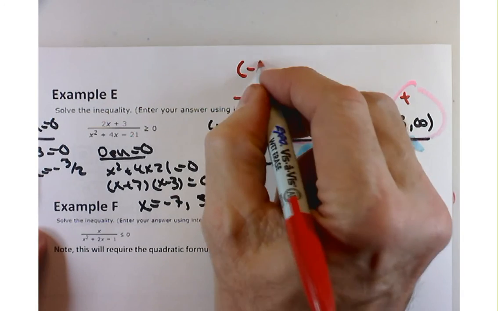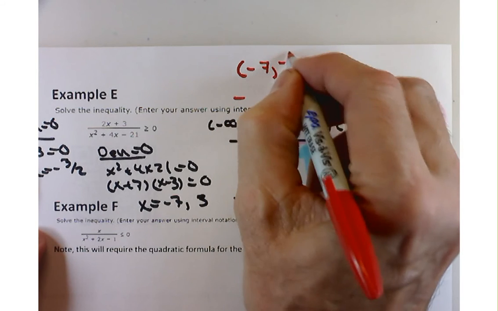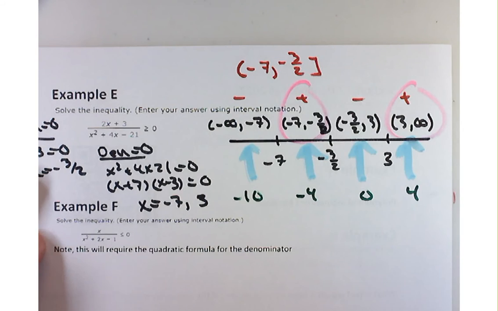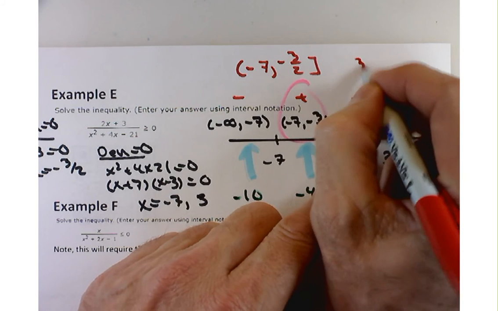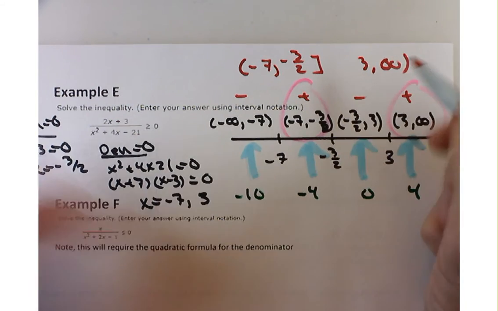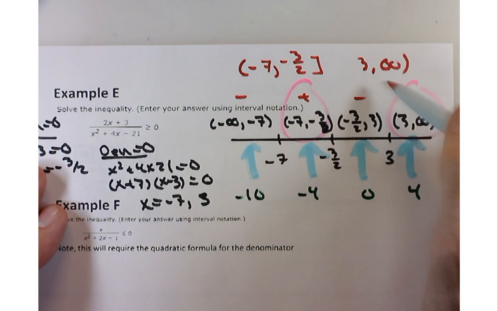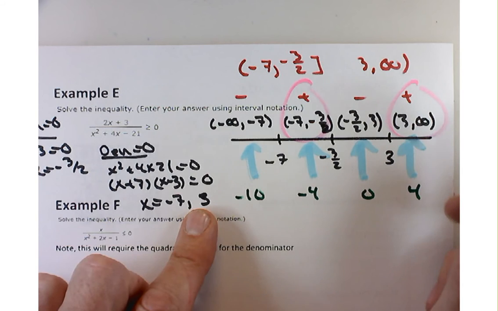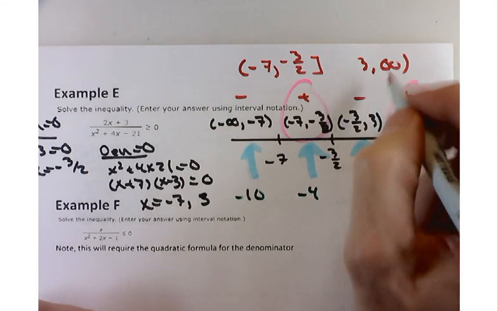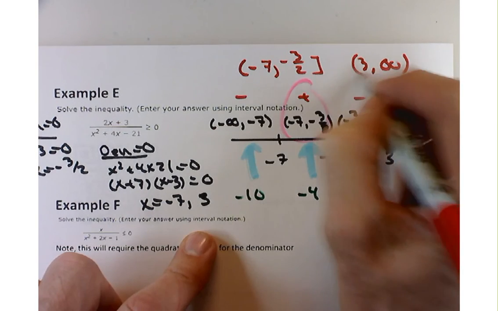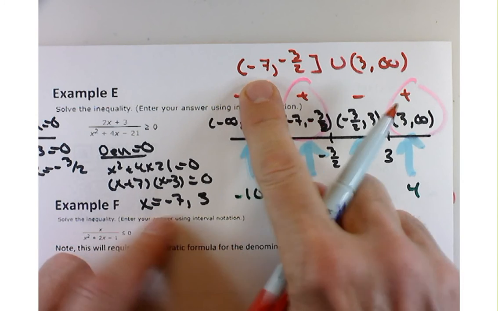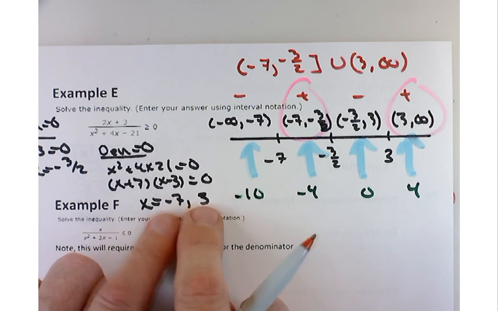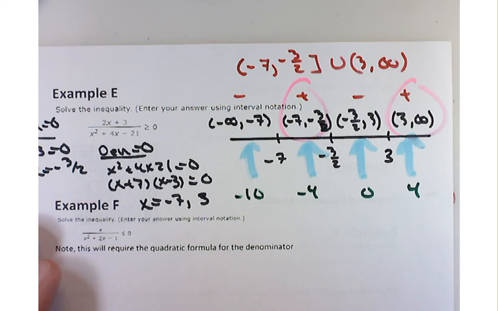-7 in a parenthesis, the -3/2 in a bracket, and then 3 to infinity. Am I going to use a bracket or parenthesis around the 3? Parenthesis. Nice. Because I can't use the 3, I can't use the -7. Those put zeros in the denominator, so these can't be part of my solution. Beautiful.